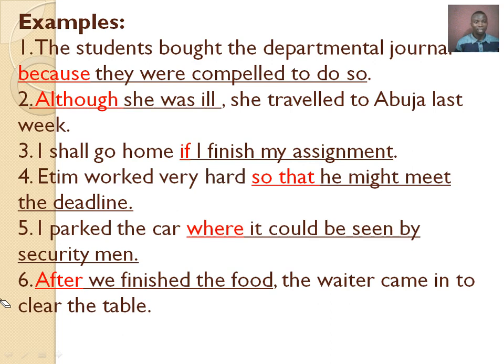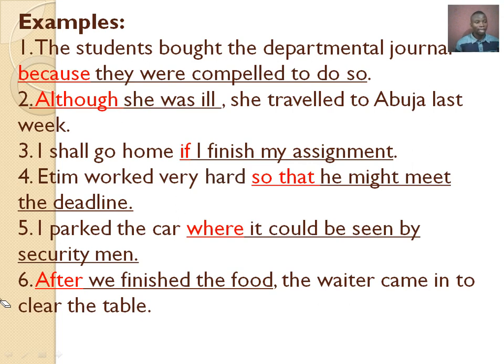Number two, although she was ill, she traveled to Abuja. Number two shows concession. The person was ill, but she traveled nonetheless to Abuja. Number three, I shall go home if I finish my assignment. If is condition, it shows condition. That's the only thing that will happen before I go. I must finish my assignment before I go.